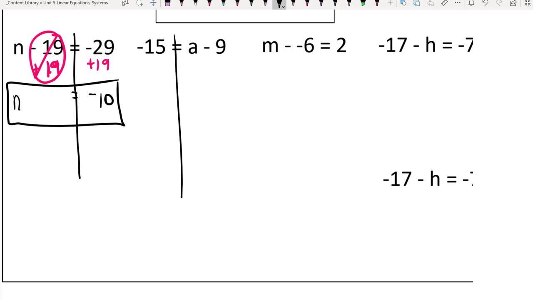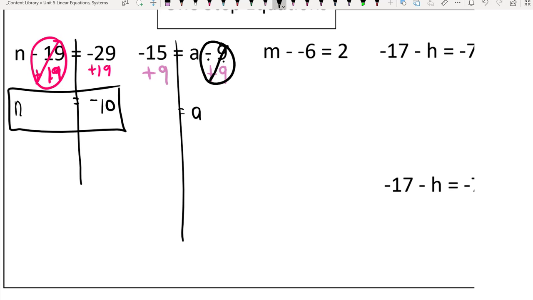Draw my line at the equal sign. I have a subtract 9 that's with the variable. Therefore, I use the inverse operation of subtract as add. I add 9 to both sides. Negative 9 plus a positive 9 eliminate each other. I'm going to bring down my variable a. It's isolated and happy now. So negative 15 plus 9 is negative 6. So negative 6 is equal to the variable a.